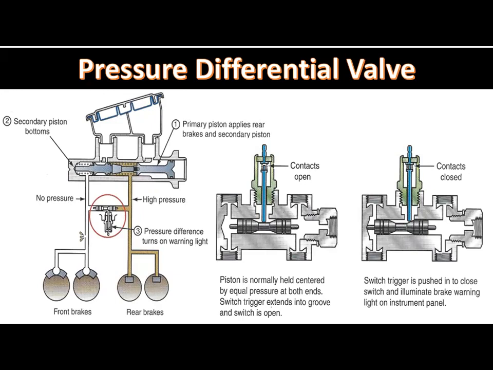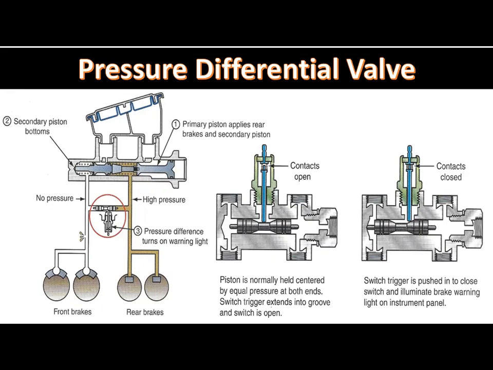If one section of the master cylinder is low on brake fluid and the pressure in this section decreases, the piston in the pressure differential valve moves toward the section with the low pressure. This piston movement pushes the stem upward in the brake warning switch and closes the switch contacts. Under this condition, current flows through the brake warning light.